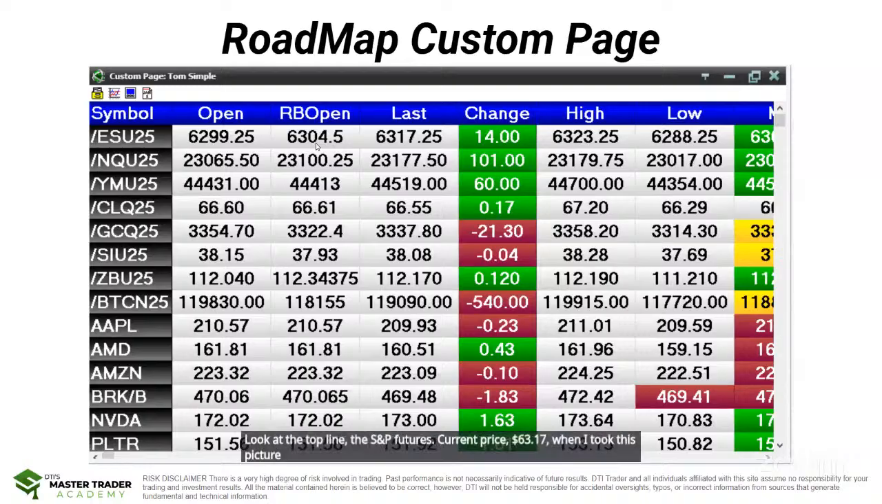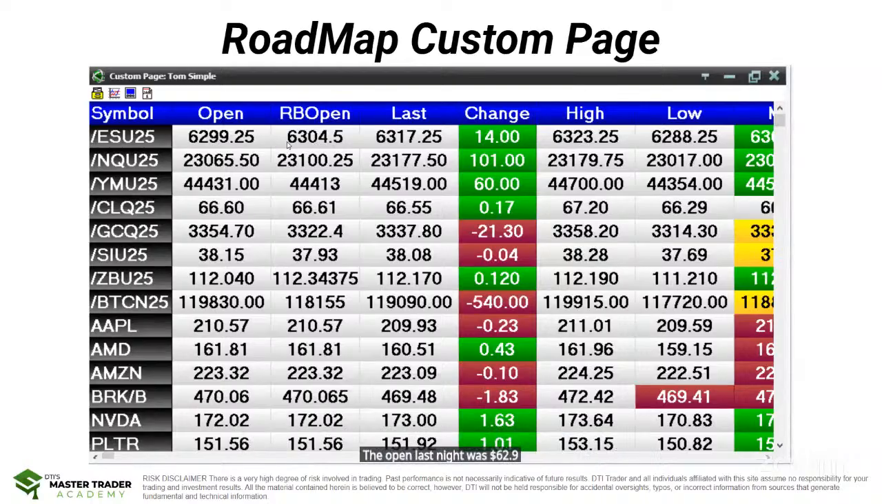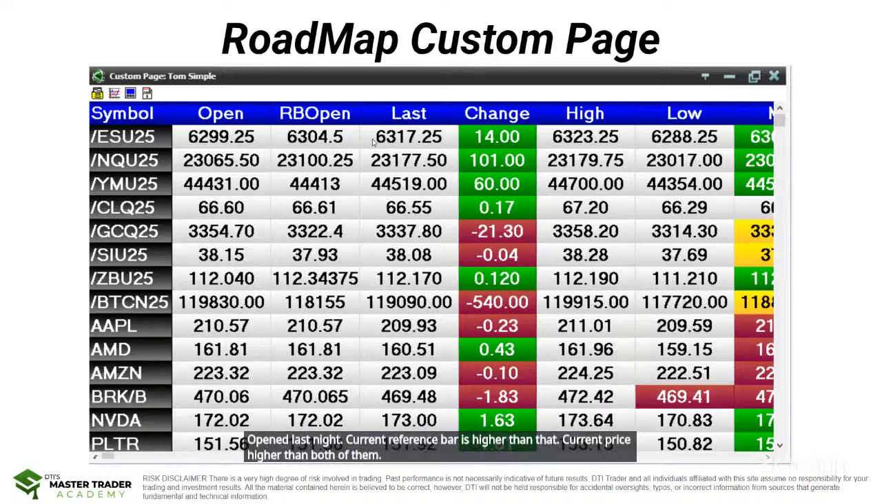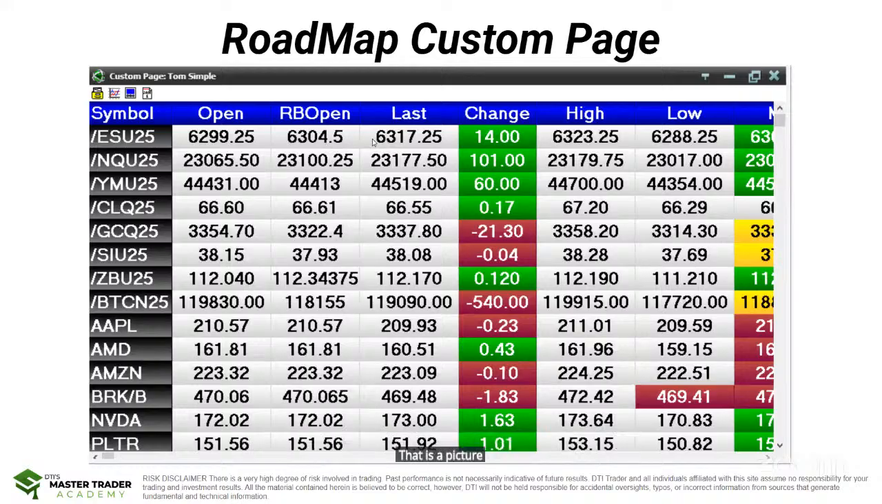The reference bar open was 63.04. The open last night was 62.99. You see that progression of prices. Open last night, current reference bar is higher than that. Current price higher than both of them. That is a picture right there. Market heading higher.